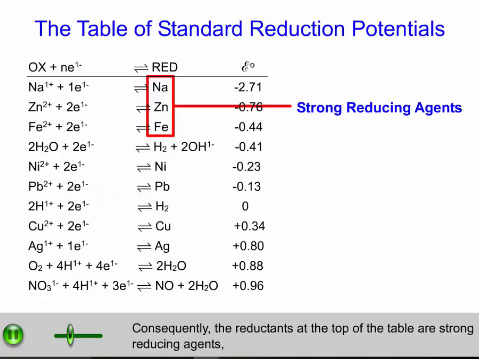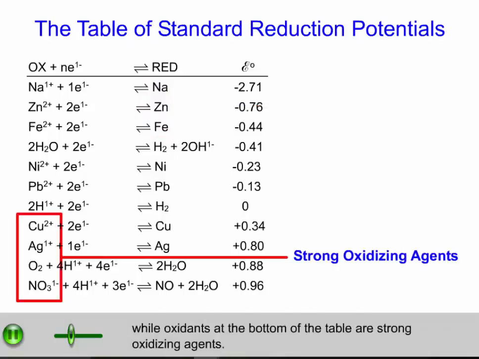Consequently, the reductants at the top of the table are strong reducing agents, while the oxidants at the bottom of the table are strong oxidizing agents.